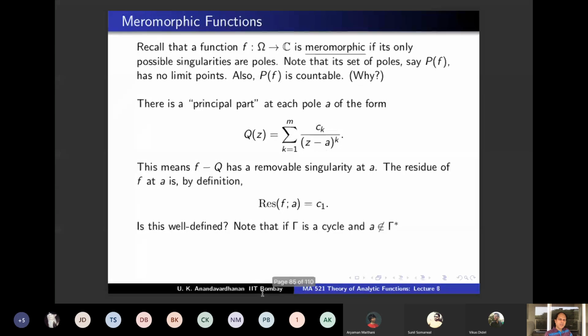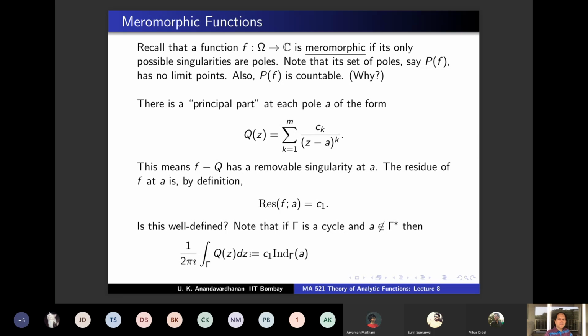Note that if gamma is a cycle and A is outside gamma star, then you can integrate Q(z) over gamma and normalize by 2 pi i. And this is nothing but C1 times the index of A with respect to gamma. That's obvious, no? Because the integral of Q(z) will be the integral of the summation of Ck times (z minus a) to the power k. But (z minus a) to the power k has a primitive unless k equals minus 1. Therefore, all the other terms except k equal to minus 1 will be 0.